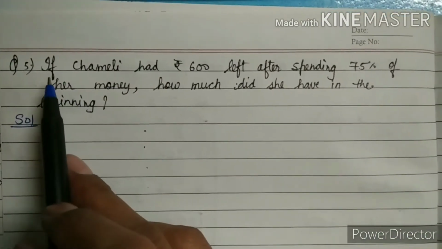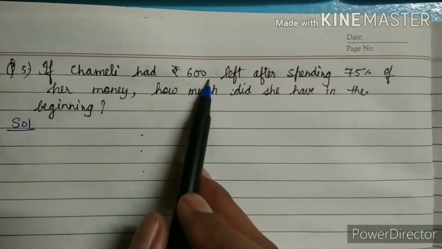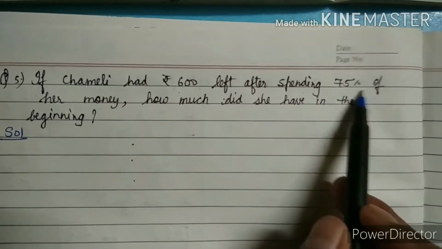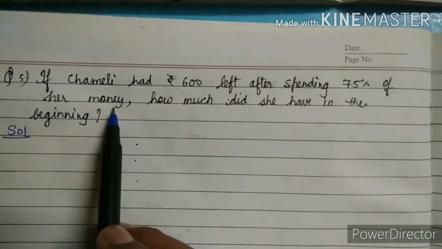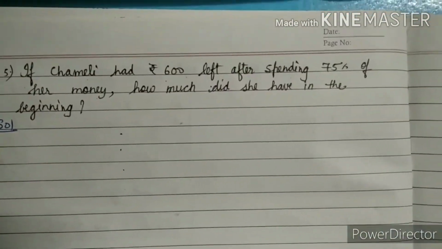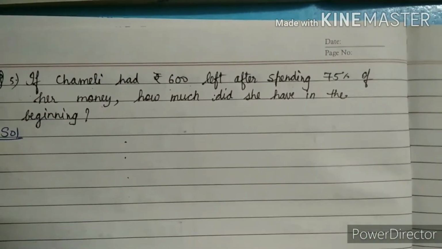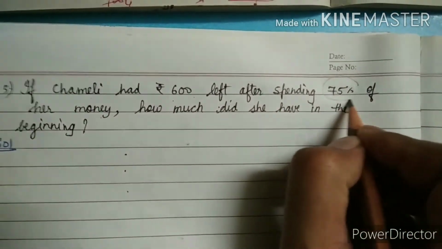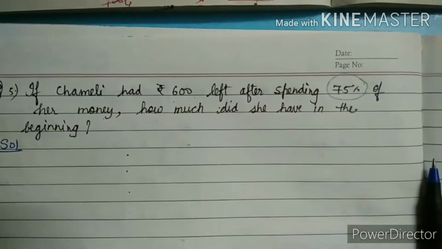Question number 5: if Chameli had rupees 600 left after spending 75% of her money. So whatever money Chameli has after spending 75%, it means 75% is spent.